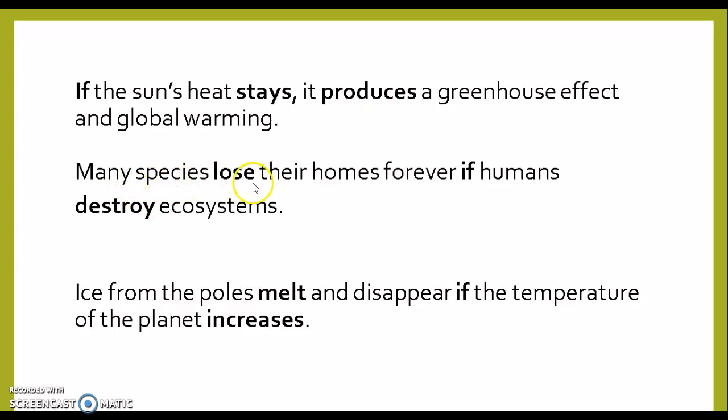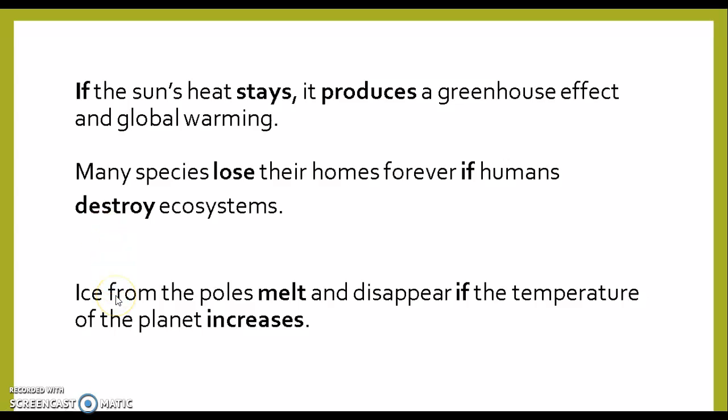Many species lose their homes forever if humans destroy ecosystems. You can see the verb lose, that is simple present. We're talking about a plural form. Many species lose their homes. If humans is also plural and the verb is destroy. So both verbs lose and destroy are in present. This is zero conditional, 100% truth.